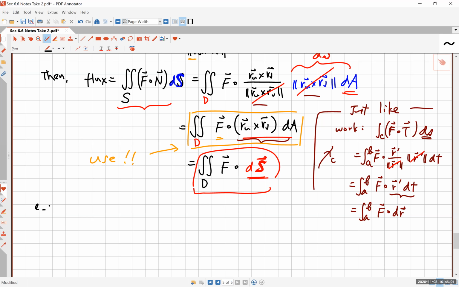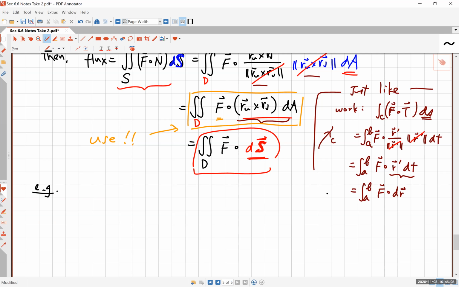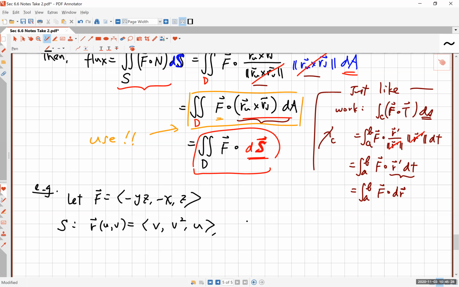Okay, hopefully this is cool. Okay. All right, let's try this. I have this vector field F, which is negative y z, negative x z. Okay, the surface S is a vertical wall or curtain, which can be described by v squared, u, where u goes from 0 to 10. V goes from 0 to 1.